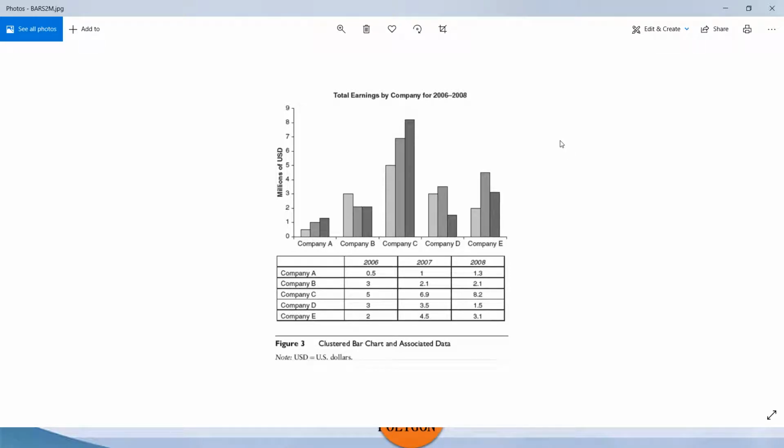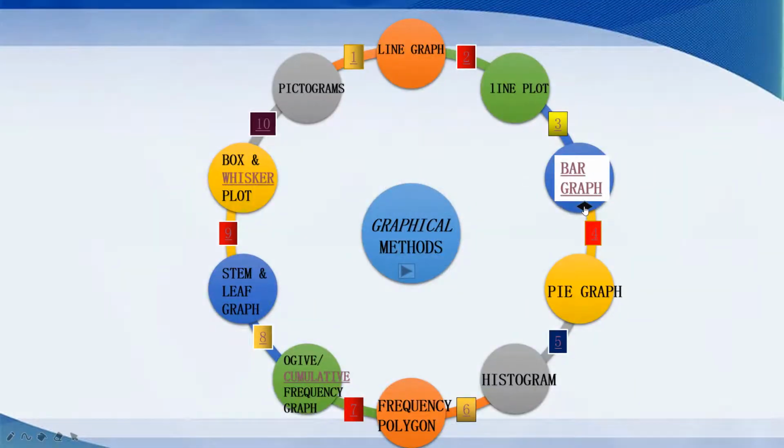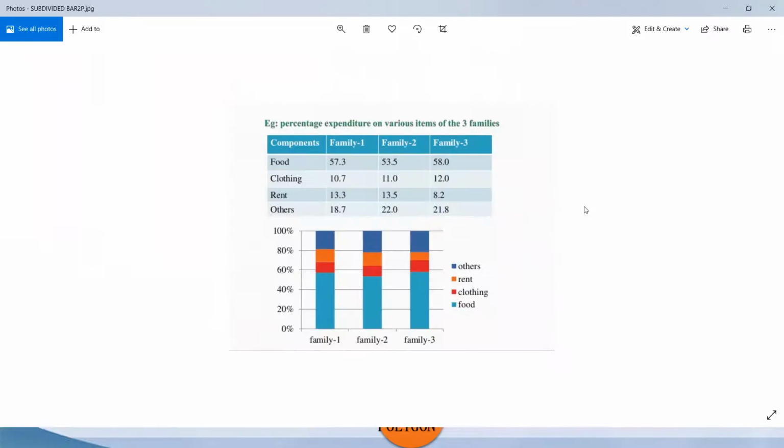Okay, next we have the subdivided bar diagram. See here, different companies and their expenditures of different families. 3 families I took here, and this is how a subdivided bar diagram looks like. First of all, we'll convert the data into percentages, and those percentages we are going to plot here.